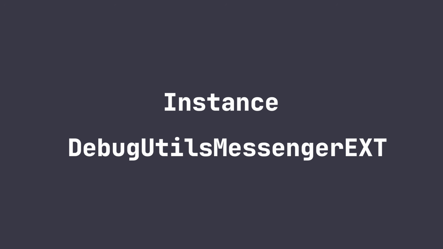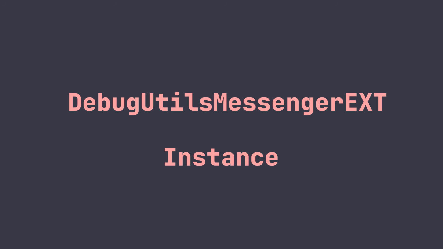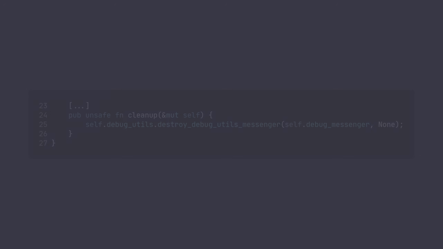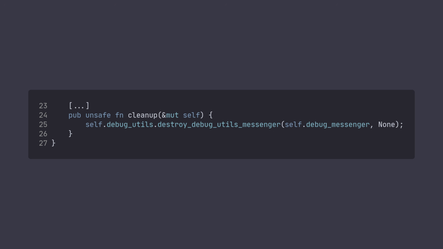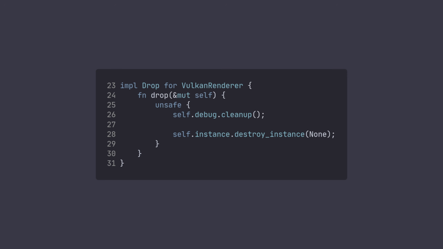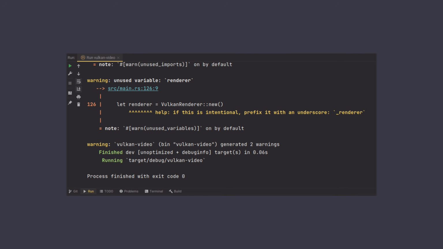So, for example, if we first create an instance and then create a debug utils messenger, we have to first destroy the debug utils messenger and then the instance. So it's basically the reversed order of creation. So first we destroy the debug utils messenger. I'm doing that in an associated function. Then this function gets called in the drop implementation of the Vulkan renderer, and right after, the instance gets destroyed too. And with that we have debug logging set up and no errors in the output.